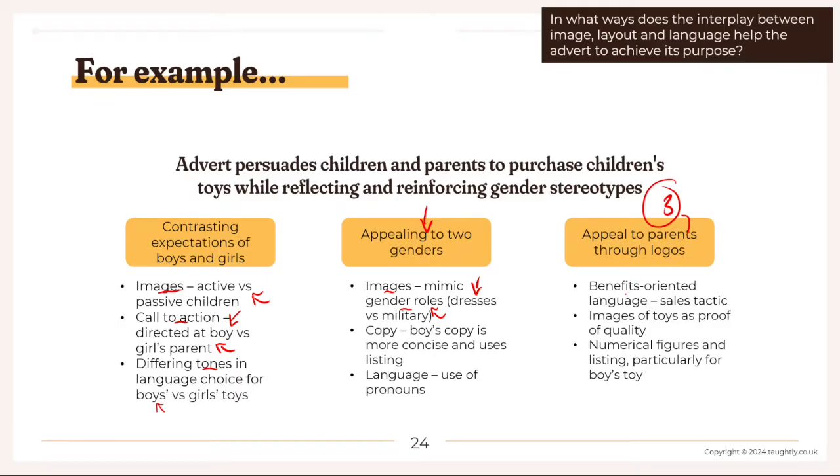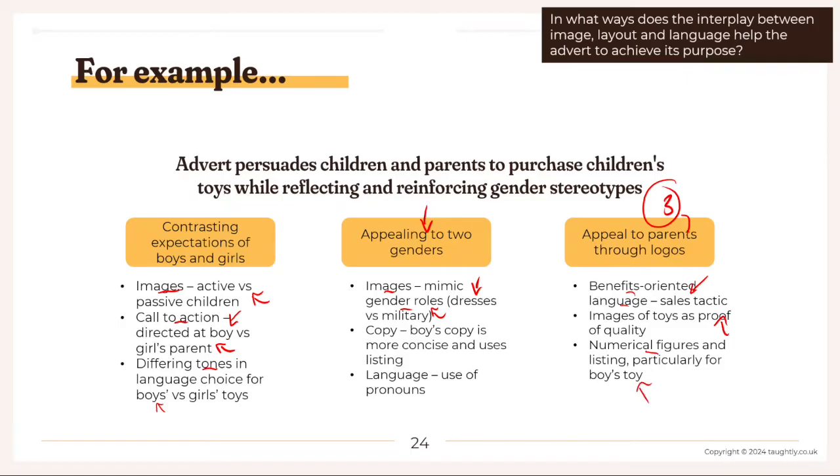So I'm going to think about the use of benefits-oriented language as a sales tactic, the fun to buy, trade, sell. I'm also going to think about the use of imagery as the toys as proof of quality, and to back that up, also the use of numerical figures, the heights of the dolls, the heights of the soldiers are very much included, especially for the boys' toy.